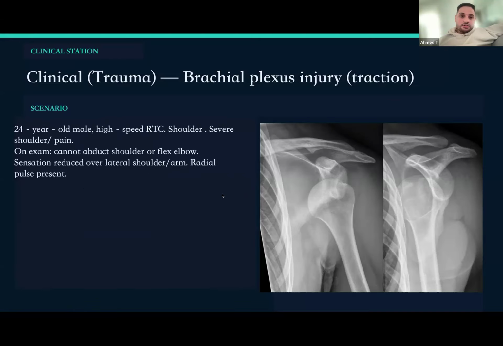So, sorry, before that. This station is mainly about the brachial plexus. Can anyone tell me about the brachial plexus? The roots, trunks, and divisions, just in a couple of short lines.